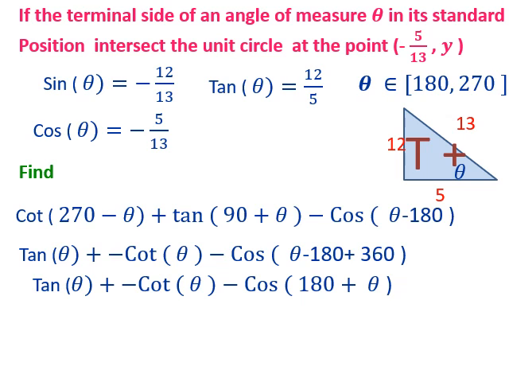How to find the value of tan theta from the triangle? It will be 12/5, minus cotan theta, which will be 5/12. Finally, you can simplify cosine of 180 plus theta.